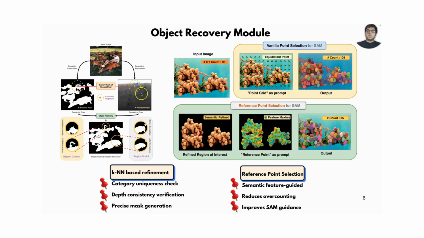Finally, we pass each of these refined regions, along with the semantic guided reference points, through SAM to obtain proper object counts for each category in the image.